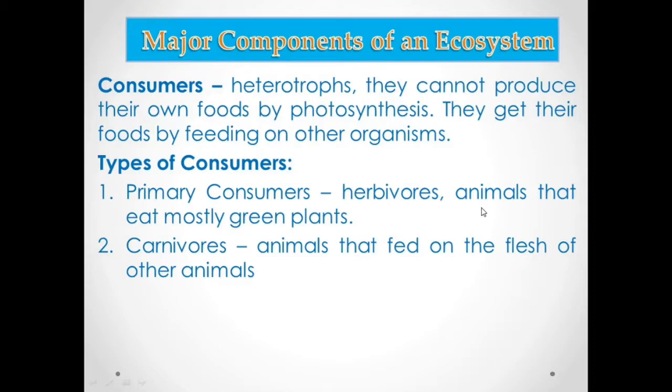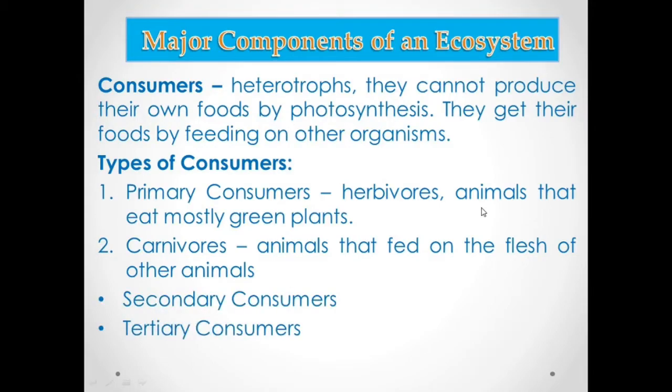Other carnivores, such as tigers, hawks, and killer whales, are tertiary, or higher trophic level consumers, that feed on the flesh of herbivores and other carnivores. Some of these relationships are shown in these figures.